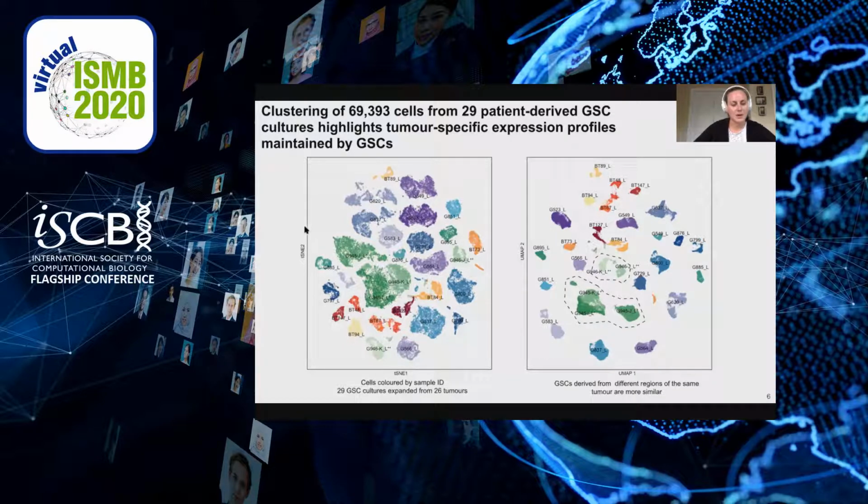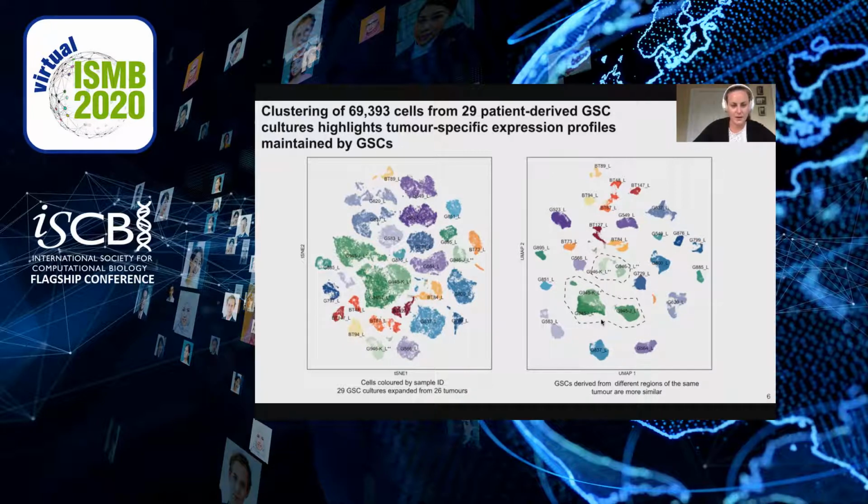So in this first plot on the left here is a t-SNE plot where each dot represents a different cell, and then the cells are colored by their patient ID or culture ID. So similar to almost all the other cancer single-cell papers, we can see that all these different cells cluster out separately by their patient ID, which highlights the fact that there's probably a lot of tumor-specific expression profiles that are being expressed in these GSCs, which is likely due to very different genetic profiles.